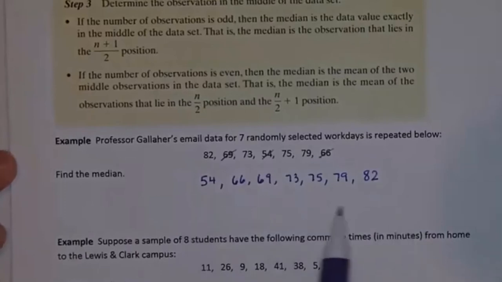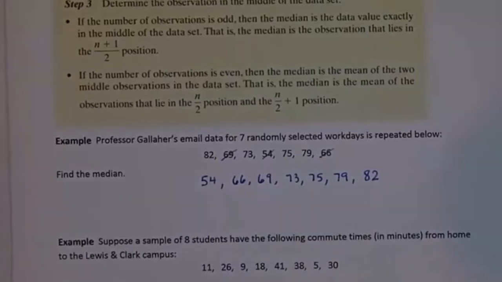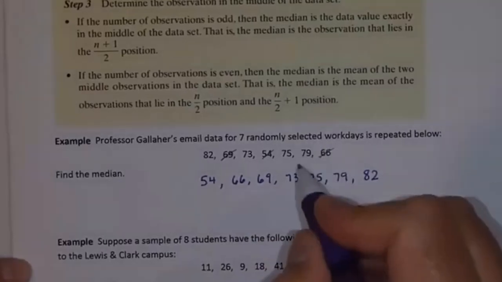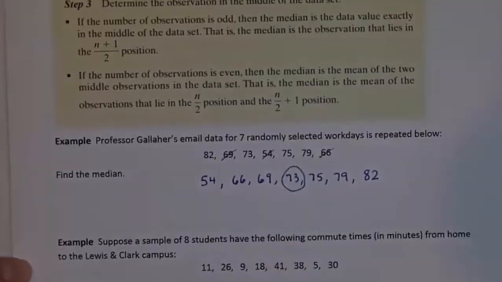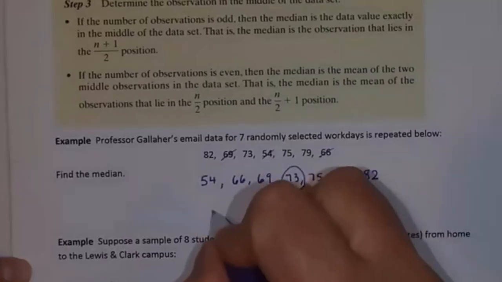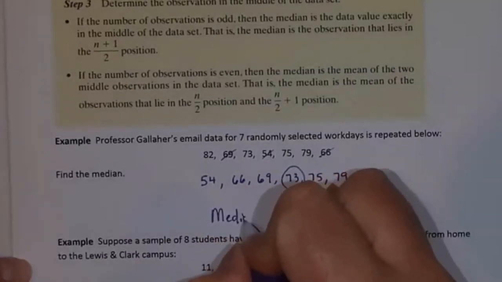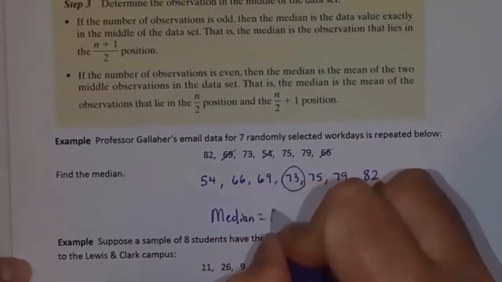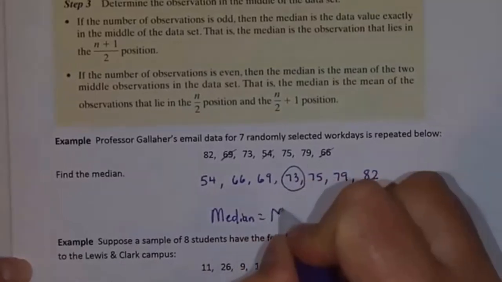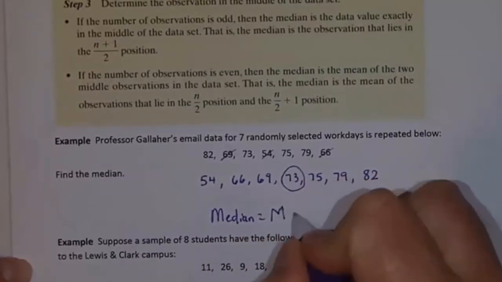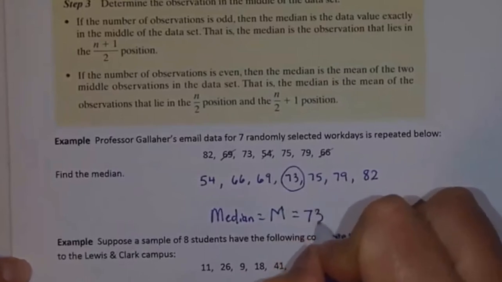So I have to put the data in order. And then I find what's in the middle. Well, if I have 7 data values, 73 is in the middle. So my median, again, our book will use a capital M for median, but lots of resources don't. Our median is 73.